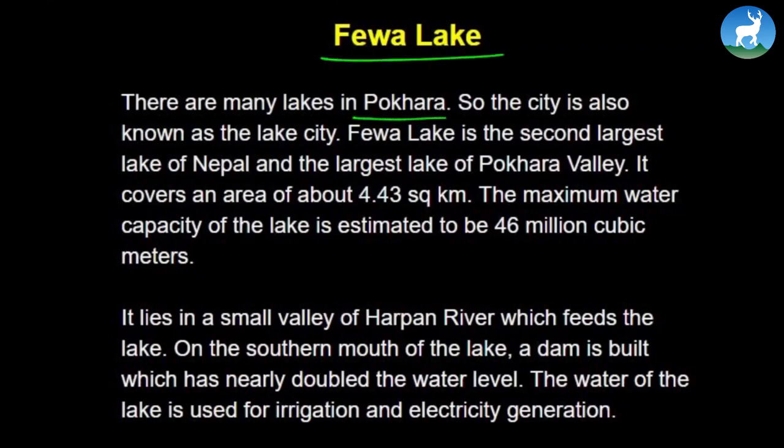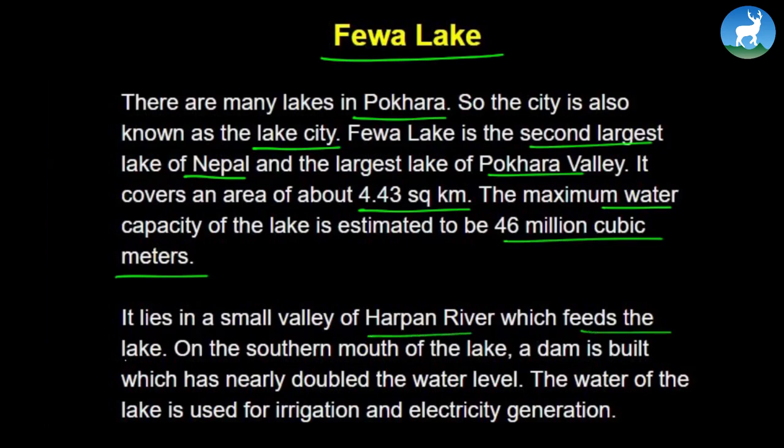There are many lakes in Pokhara. So the city is also known as Lake City. Fewa Lake is the second largest lake of Nepal and the largest lake of Pokhara Valley. It covers an area of about 4.43 square kilometer. The maximum water capacity of the lake is estimated to be 46 million cubic meters. It lies in a small valley of Harpan River which feeds the lake.